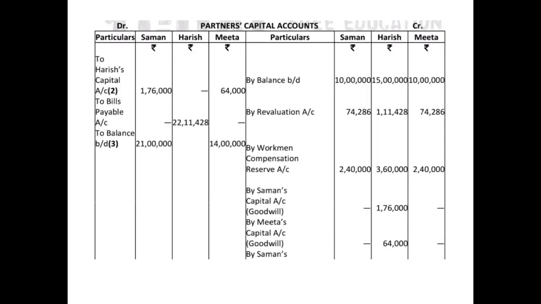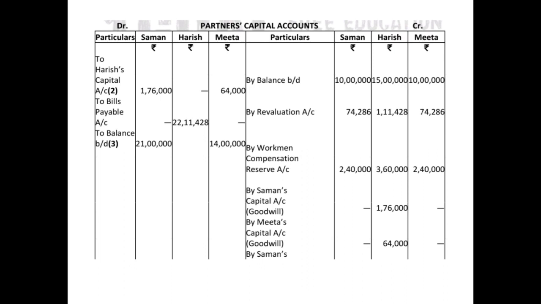Now we have prepared the partners' capital account. So on the credit side we will show all those items which increase the capital, and on the debit side we will show all those items which decrease the capital. So first of all, on the credit side we have shown the opening balances since they were given on the liabilities side: Saman 10 lakh, Harish 15 lakh and Meeta 10 lakh as by balance brought down. Then on the credit side we have given them the revaluation profit: by revaluation account, 74,286 to Saman, 1,11,428 to Harish and 74,286 to Meeta.